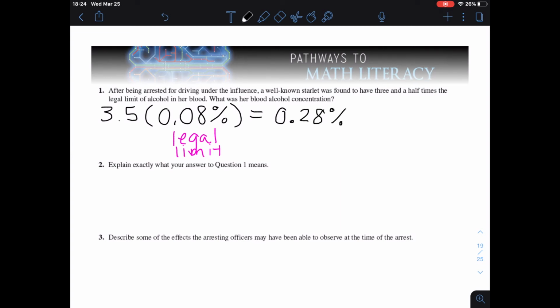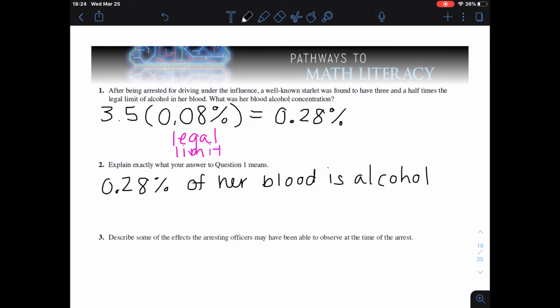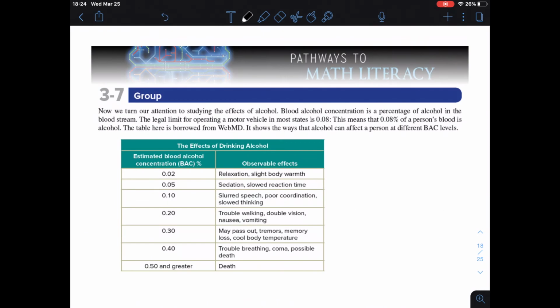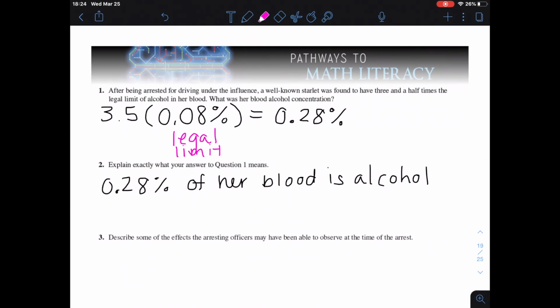So what this means is 0.28% of her blood is straight alcohol. So at that time, she had 0.28%. She falls in between this 20 to 30 range. So some symptoms she was experiencing was trouble walking, double vision, nausea, and vomiting. So this was everything going on when this lovely little starlet was pulled over.